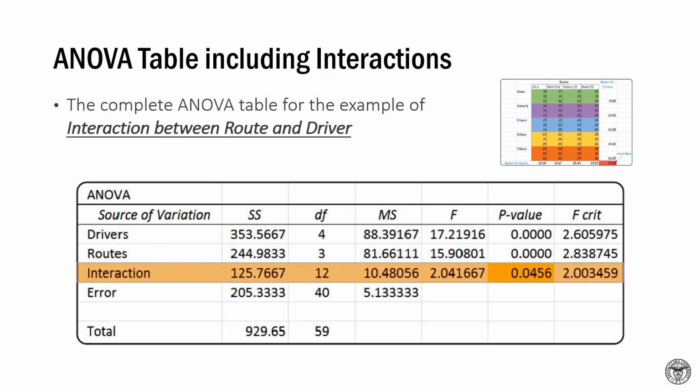Returning to the case examining the interaction between route and driver, we observe that the F statistic is greater than the F critical value based on a 0.05 significance level. Consequently, we can reject the null hypothesis that there is no interaction effect between route and driver. The p-value of 0.0456, which is smaller than 0.05, further supports the significance of the interaction between route and driver.